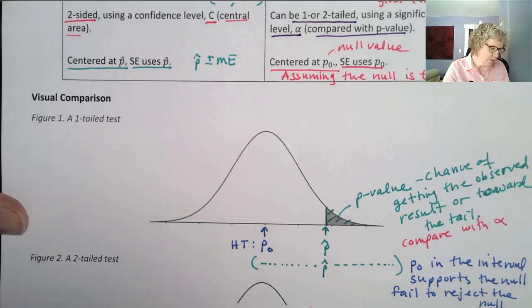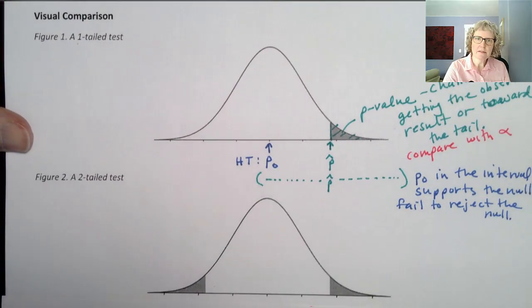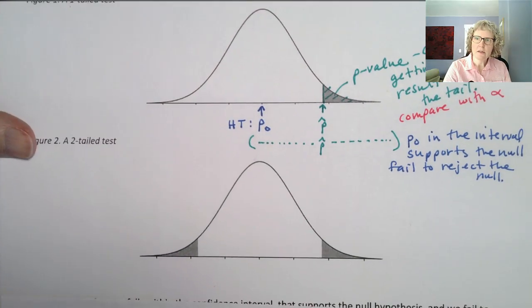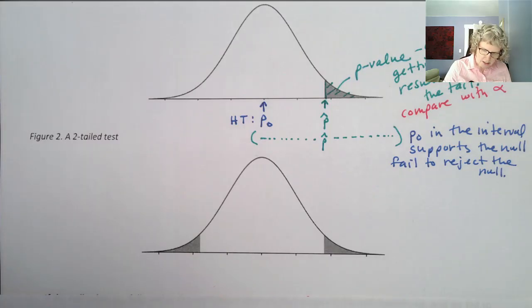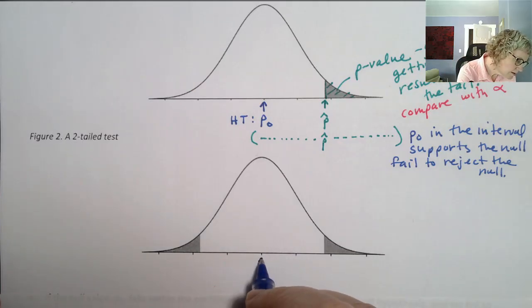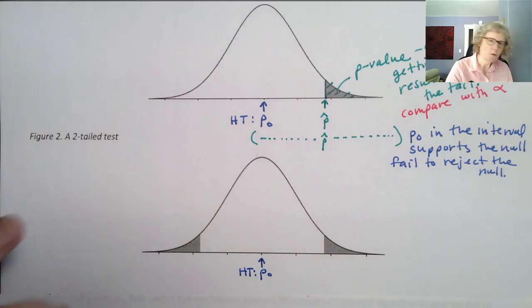Yes, okay, great. So now let's look at a two-tail test. Let's compare this with a two-tail test, and then I have some text down below that will reiterate this. Okay, so same idea with the hypothesis test. This is P0. For our hypothesis test, we're setting up everything assuming the null is true, but now we have a two-tail test.